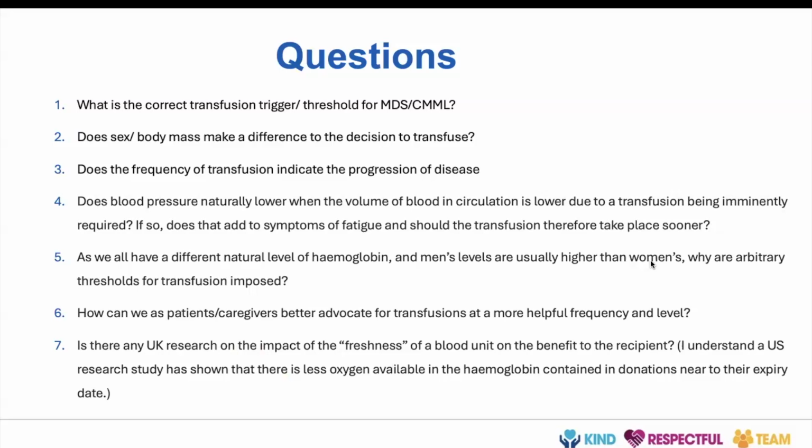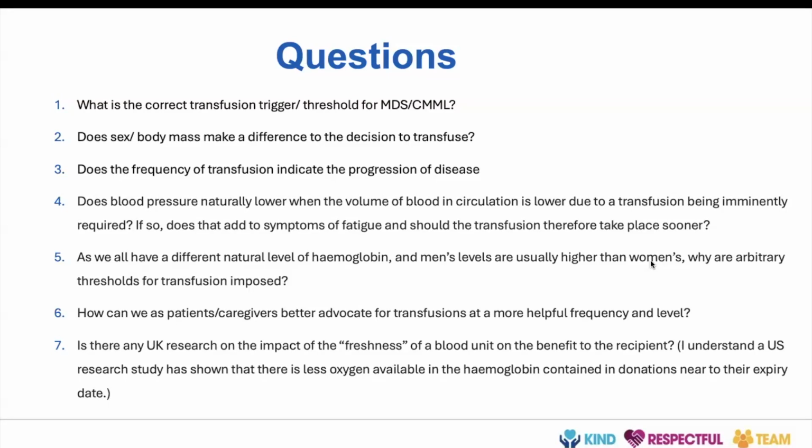Now, these are some of the questions that were sent to me before, and I'm going to try and run through them, and then I'm going to open the floor to questions from the people here. So the first question was, what is the correct transfusion trigger or threshold for MDS?